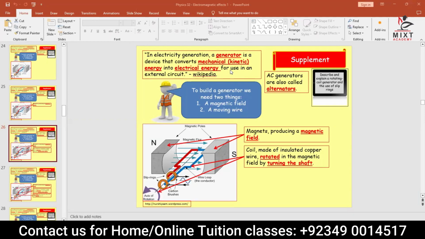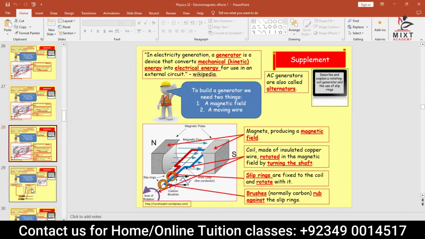So if they ask you why the electricity is produced in the generator, you will simply tell them Faraday's law. Once kinetic energy is provided to the armature, the magnetic field produces a rate of change of magnetic field which cuts the coil, and so the electricity is produced in the generator as per Faraday's law. Okay, does everybody understand?